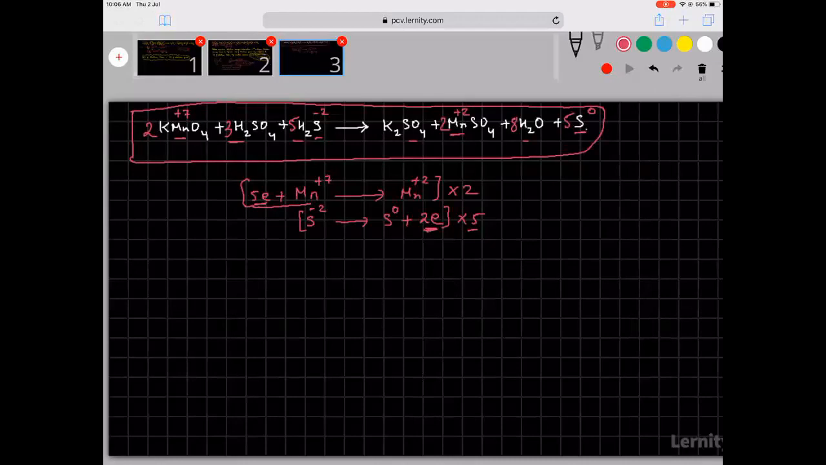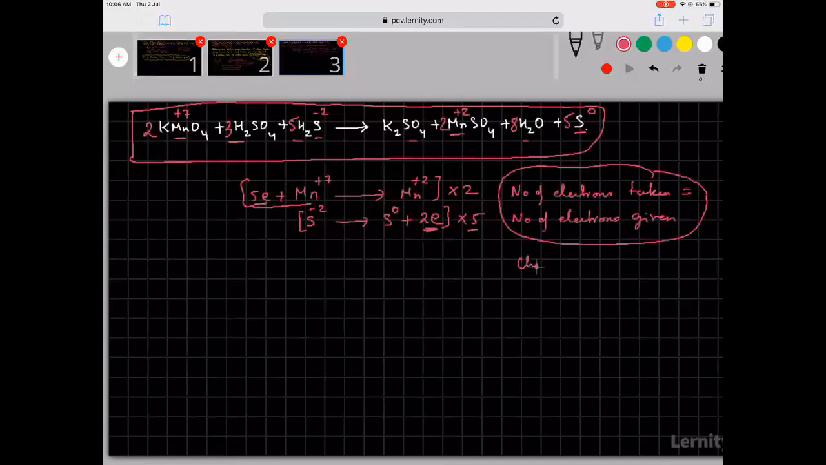My whole idea is this is the number of electrons taken, and this is the number of electrons given, and I am trying to make them equal to each other. This is the fundamental law: charge cannot be created nor destroyed. So the number given by one is equal to the number taken by another.